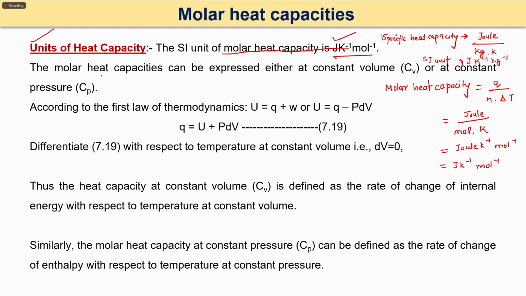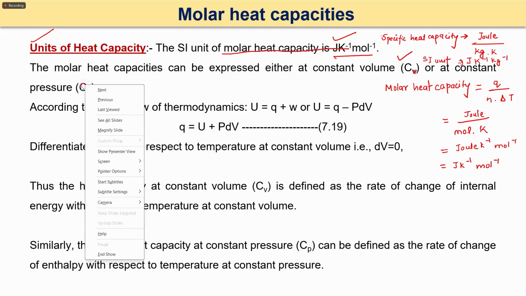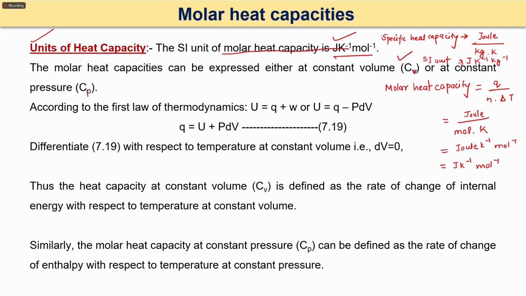So these molar heat capacities can be expressed in two ways. We can calculate it at constant volume, and we can also calculate at constant pressure. If we are calculating molar heat capacity at constant volume, we will denote it as Cv, where V represents volume, that means at constant volume. And if we are calculating molar heat capacity at constant pressure, then we denote heat capacity by Cp, here P means pressure.